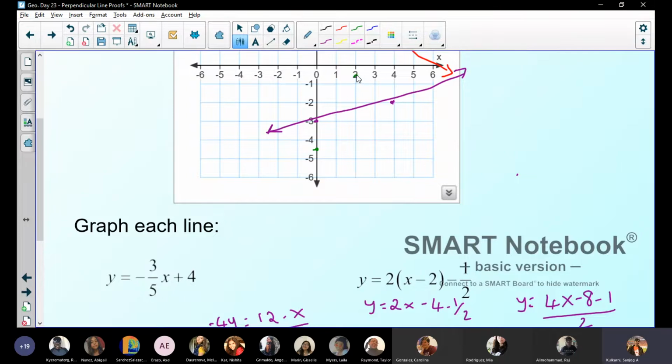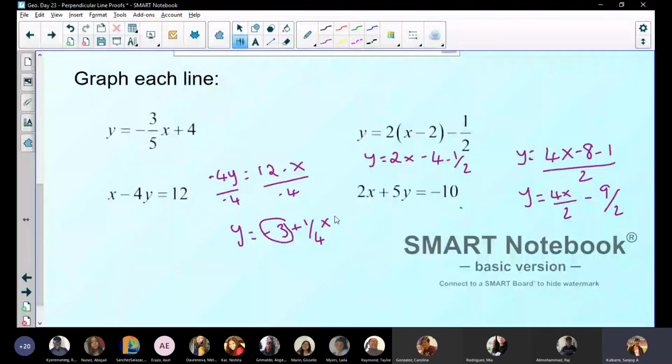Okay. So the coordinates of this point will be 2, -0.5, and the coordinates of this are 0, -4.5. So this will be our graph. I have not been able to draw this straight using the stylus, but I hope I'm clear here. So let's see the next one.